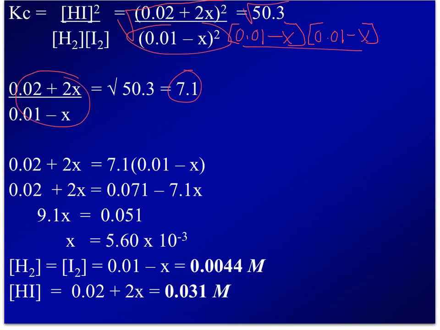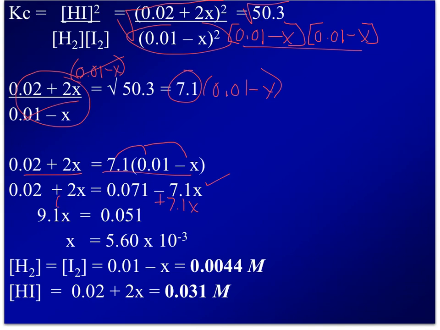Okay, so now we need to go ahead and simplify. So I'm going to multiply both sides by 0.01 minus x. Okay, so if I do that, the 0.01 minus x terms will cancel out. Okay, and that's what we're left with down here. Alright, from there we need to go ahead and distribute the 7.1. Okay, and that's the next step. That's what we get. And then we'll go ahead and add both sides.